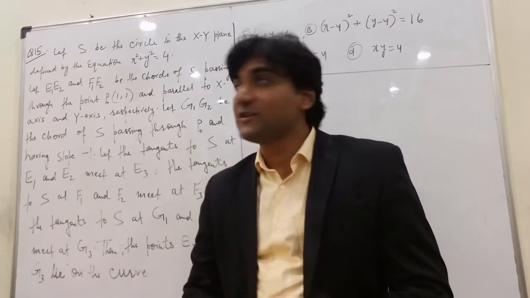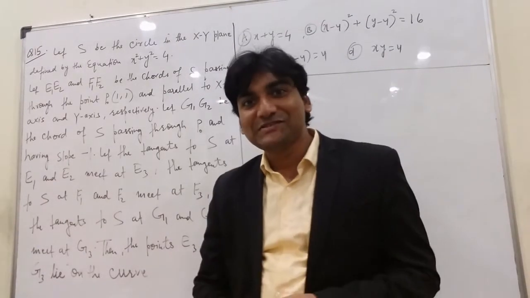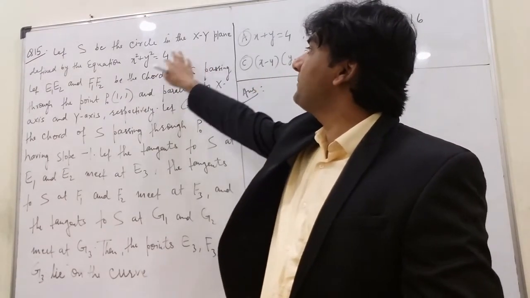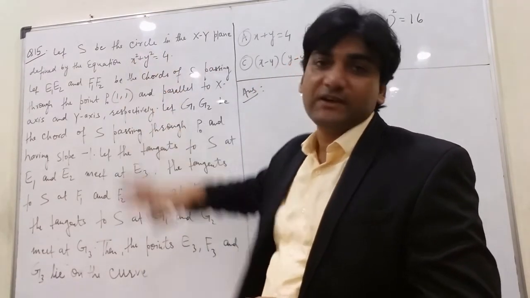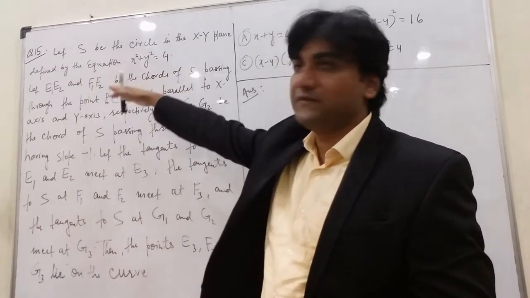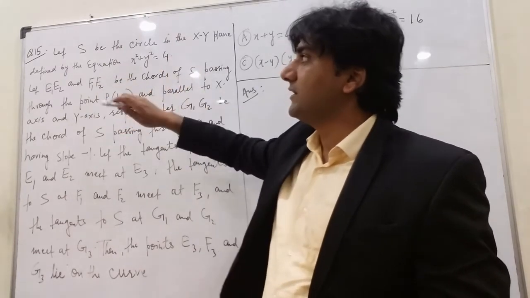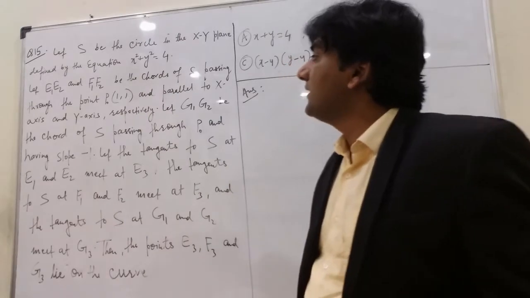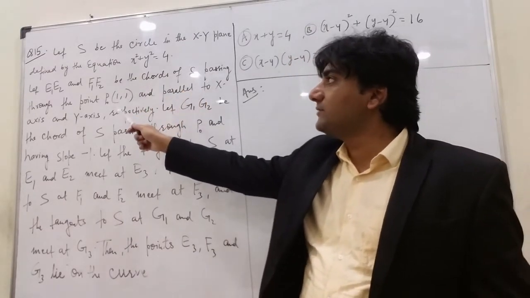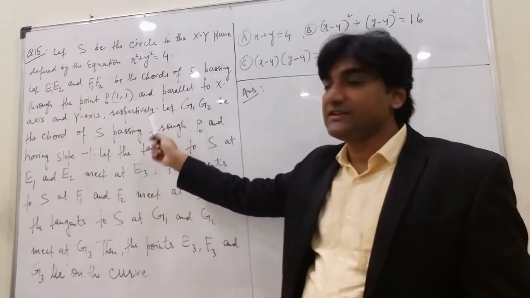Okay, this is question number 15. This is a passage based question, but the passage is very simple, while the question is very lengthy. Let S be a circle in the xy plane defined by the equation x square plus y square equals 4. This is just a passage, and this is a question for 15, and we have the next question 16, which is based on this passage. By the way, this question we will check. Let E1, E2 and F1, F2 be the chords of S passing through the point P naught (1, 1) and parallel to the x-axis and y-axis respectively.